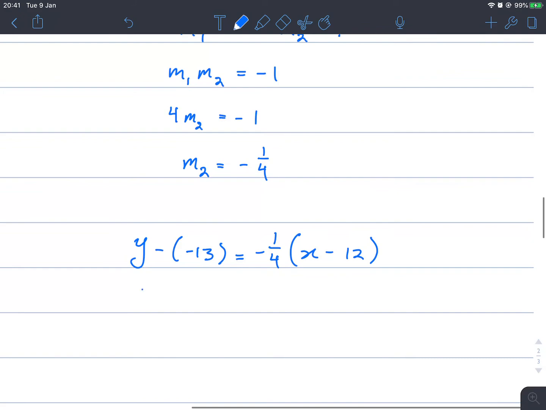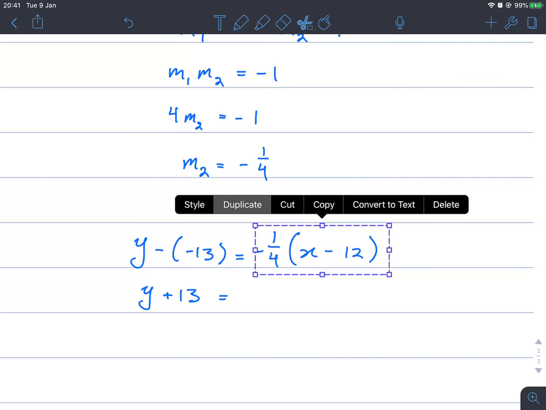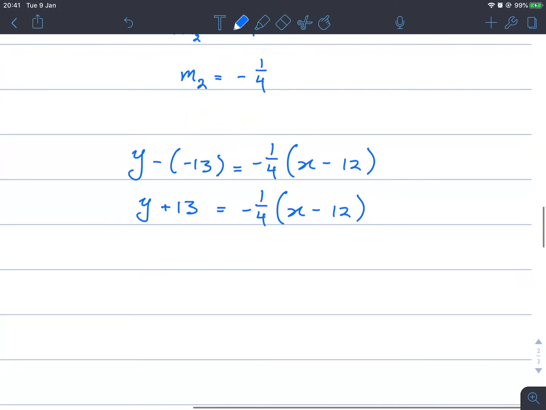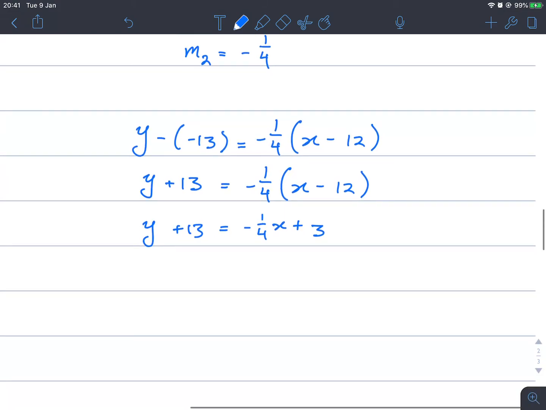Let's evaluate some of these. So we get y plus 13 equals, this stays the same. I'm not doing anything just yet. Now I will multiply this bracket out. So we get negative 1/4 x, negative 1/4 times negative 12. Well, 1/4 of 12 is 3. Negative times negative gives us a positive. And copying out the left hand side. Subtracting the 13, this will give us y equals negative 1/4 x, negative 10.